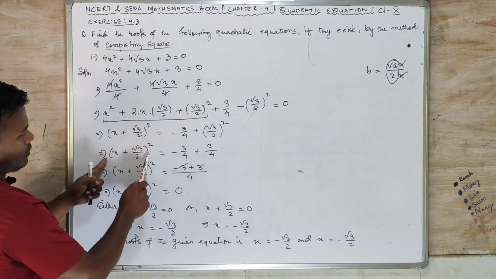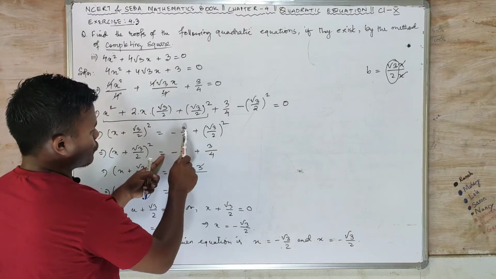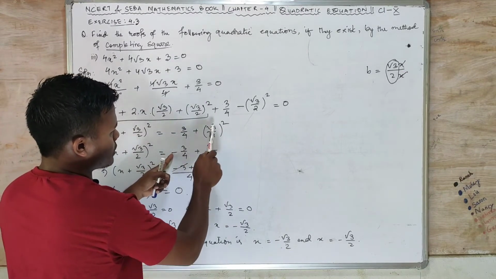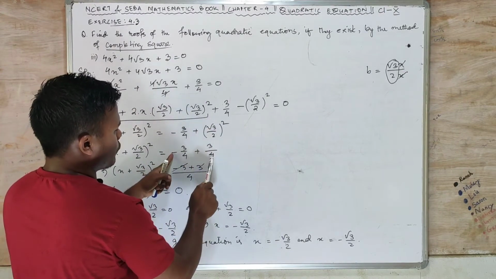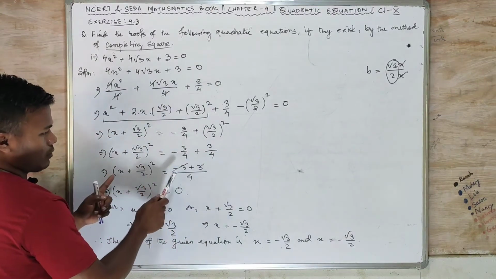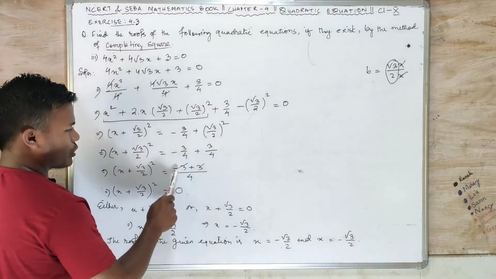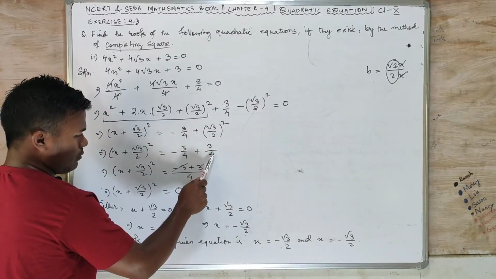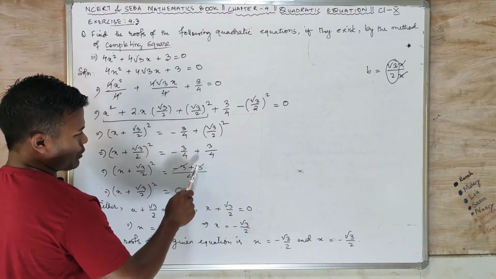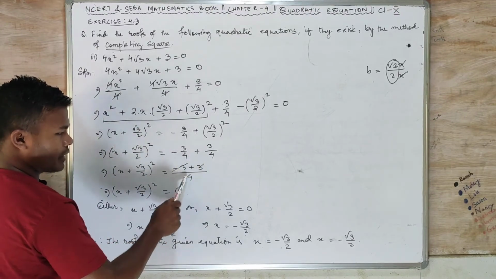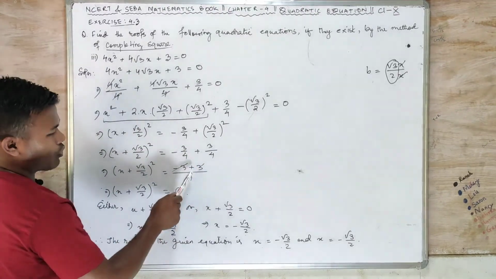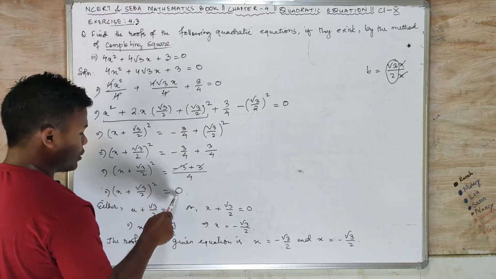Now the same number, and then minus 3 by 4 plus root 3 square will be 3, 2 square will be 4. Now 4 and 4, you take LCM, it will be 4, and then 4 one time 1 into 3 will be minus 3 plus 4 one time 1 into 3 will be 3, and then plus 3 and minus 3 you can cancel, and you will get 0. 0 divided by any number will be equal to 0.